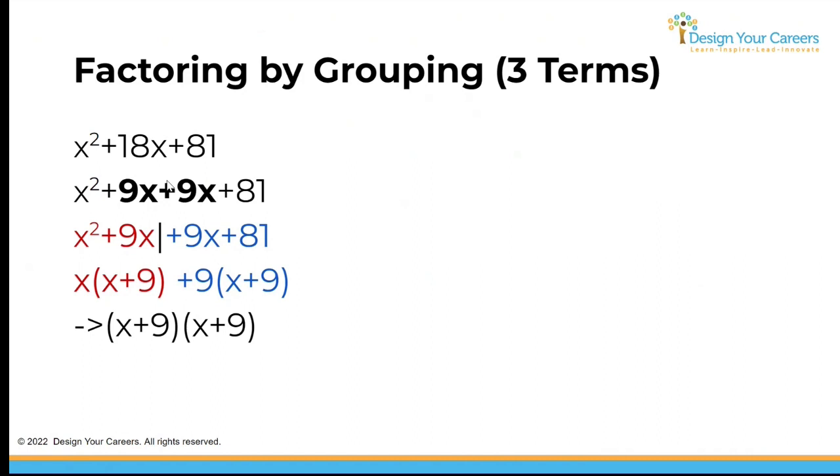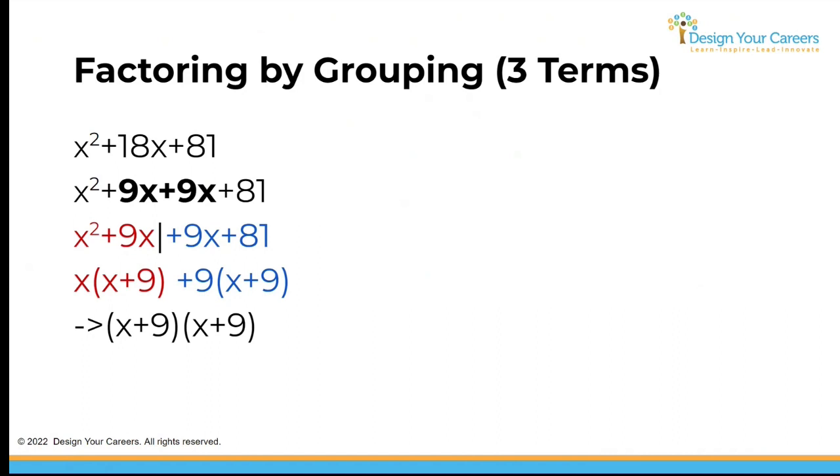Okay, so now we're going to do factoring by grouping. Factoring by GCF can also be applied in this next form of factoring, which is factoring by grouping. And this is a bit more complex than factoring by GCF, so I'm going to explain it with an example. Take, for example, the quadratic x squared plus 18x plus 81.